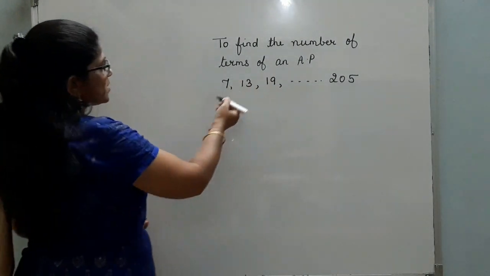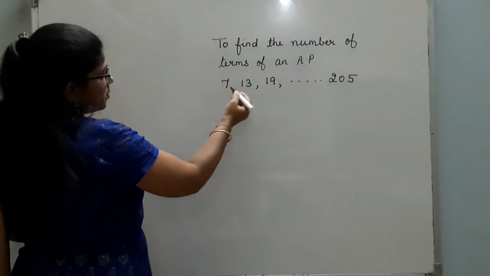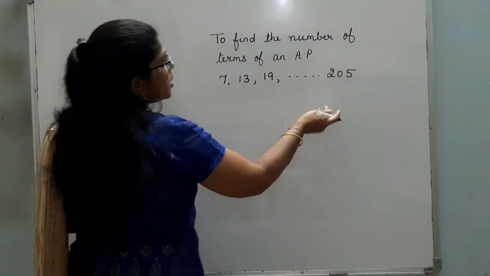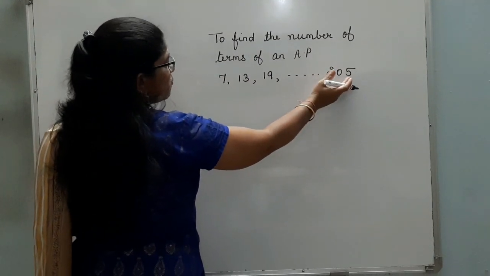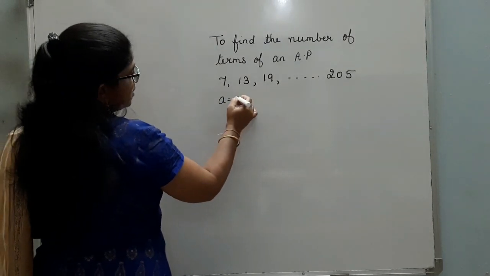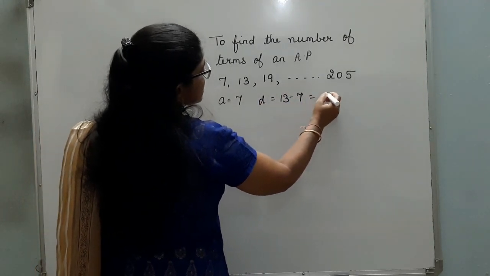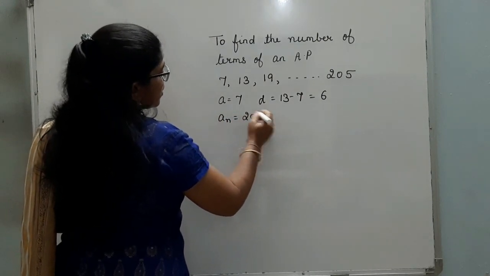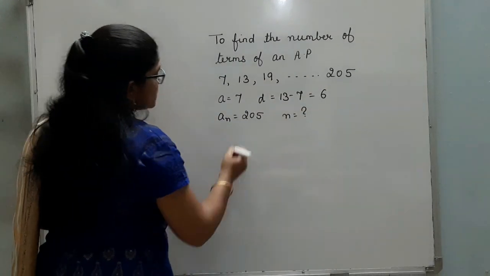Now let us check one more example to find a number of terms of a given AP. Now here the given AP is 7, 13, 19 and the last term of the AP is 205. We have to find how many terms are there in this AP. That means which term of AP is 205. So let us write first all the known values. First term, that is A, is 7. The common difference is 13 minus 7, that is 6. And here AN is 205. And what we have to find here is number of terms.